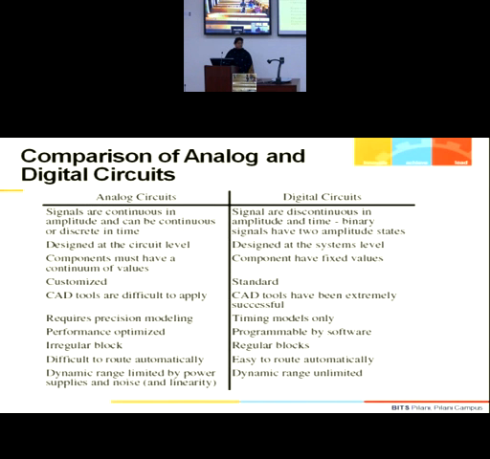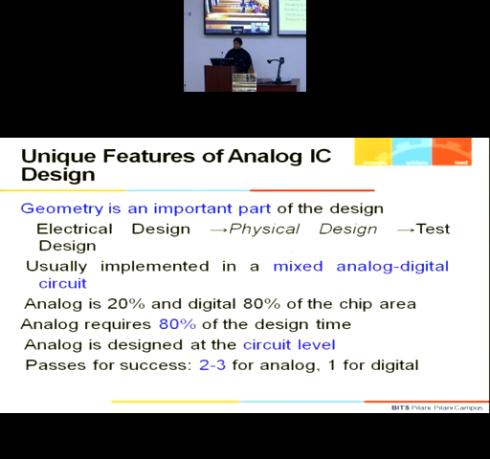Analog digital circuits comparison, I think you can go on your own. Okay. And then unique features, geometry is very important, remember. In analog, normally it is a full custom design. When we say full custom, it means mostly the layouts are done by the designers. So there is no semi-custom design where you have a complete tool which can do the entire layout on its own. Here you have to draw the layouts on your own.